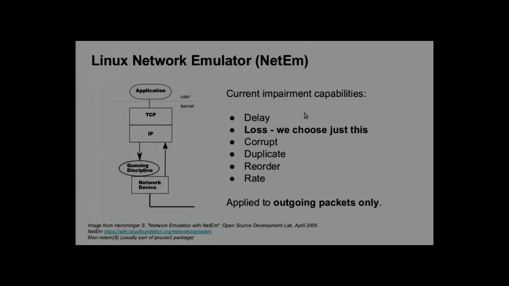It has a lot of capabilities. It can simulate network delays. It can simulate network loss, can corrupt packets, can create duplicate packets, and can reorder packets so they're not arriving in proper order. And it also can rate limit, so you can simulate a GPRS network just by limiting bandwidth. And the network emulator does all that.